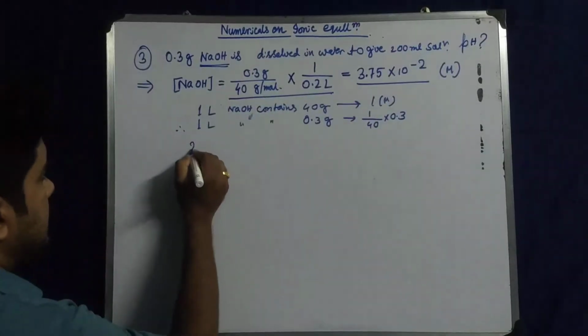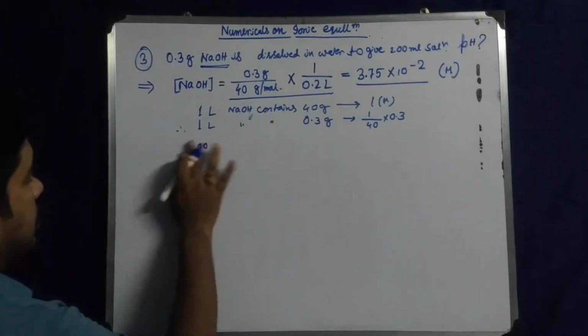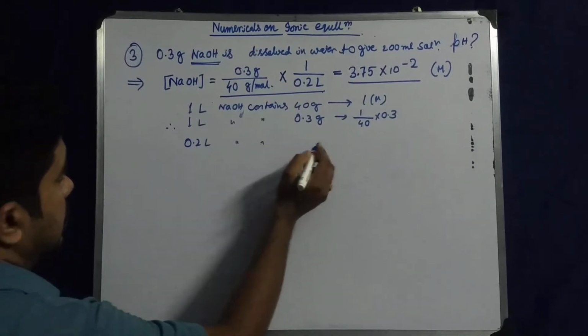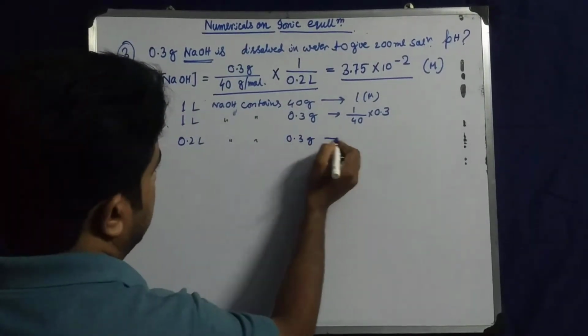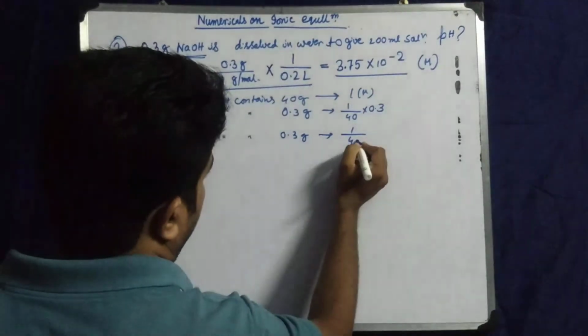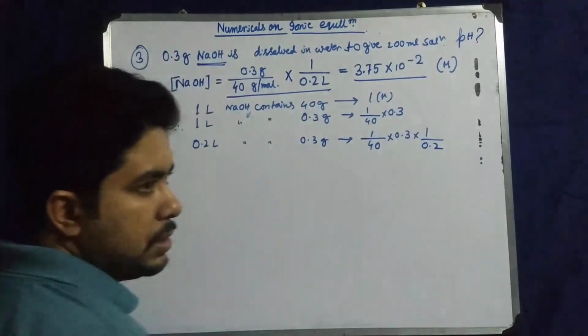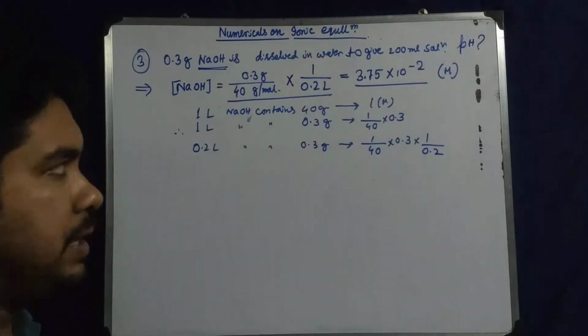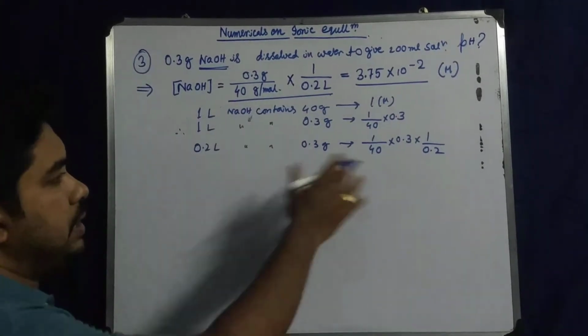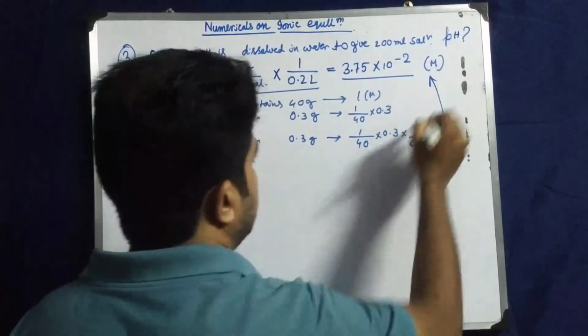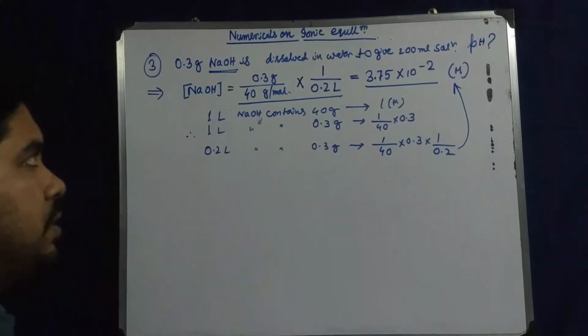So now if 0.2 liter NaOH contains 0.3 gram, it will be what? 1 by 40 into 0.3 into 1 by 0.2, isn't it? That is the case over there. Simple thing. If 0.2 liter, then how much will it be? So we will get this as the answer. So this is the molarity. This is the OH minus concentration.